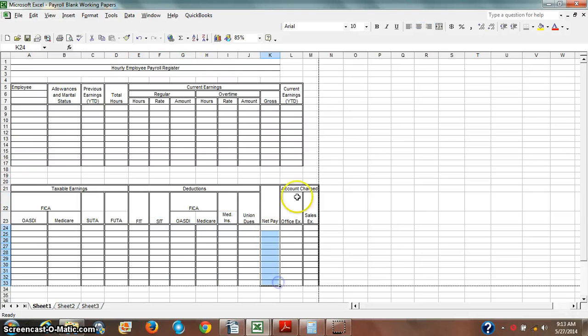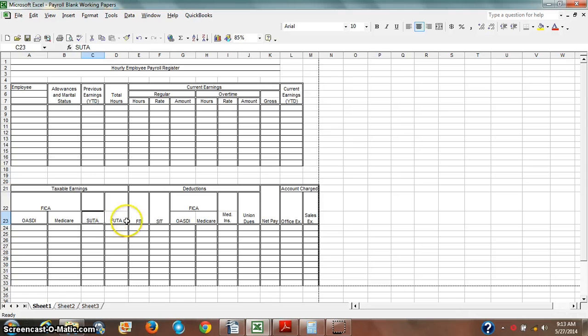You'll also notice on this form there's some space for some taxable earnings. For example, for federal income tax, you don't necessarily pay that tax on all of your earnings, but only on a portion, only on a certain amount. And we'll see how to do all these things better when we actually do a problem.